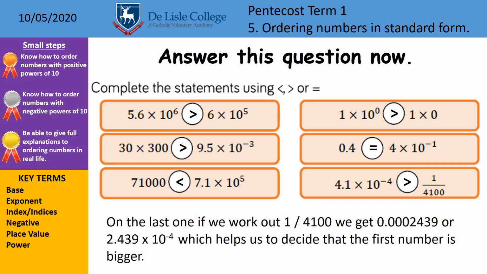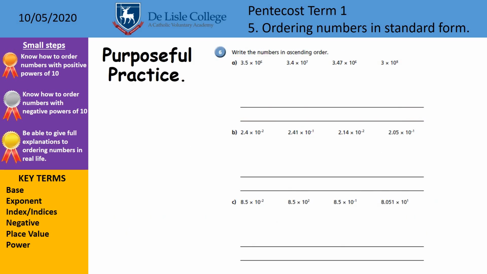There's a little explanation for the last one. Okay, moving forward. Here's your purposeful practice. Pause the video. Write them in ascending order like we've just been doing. So there's question 6. Pause the video while you do that.